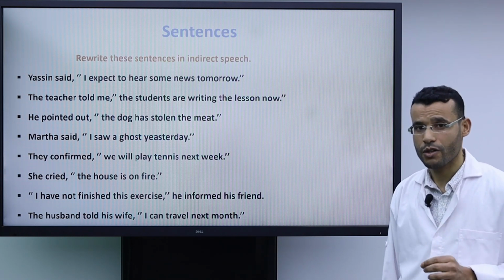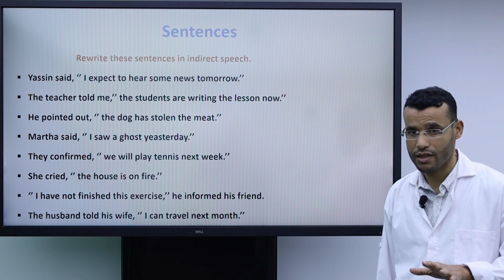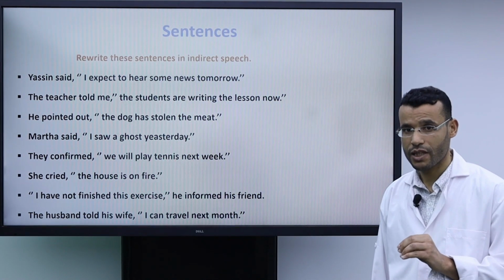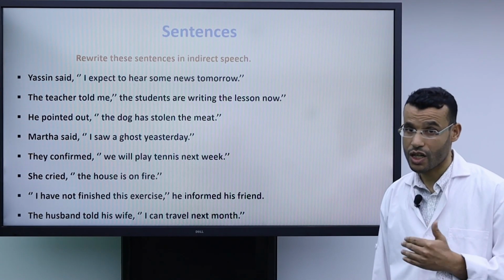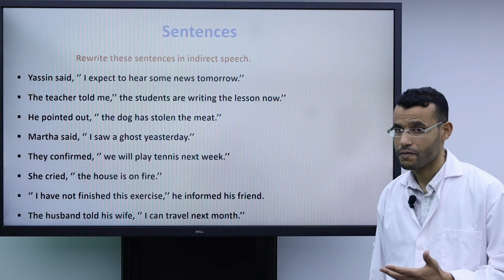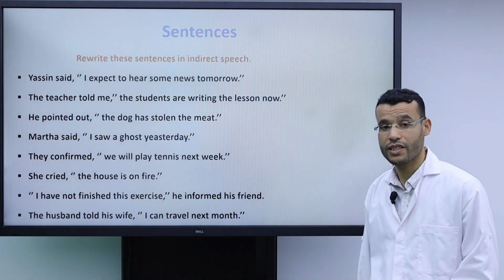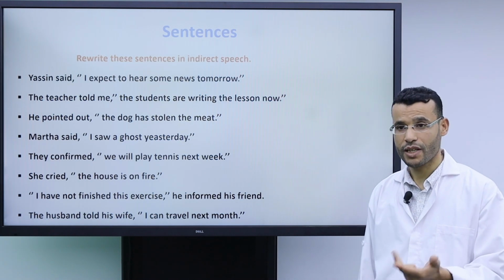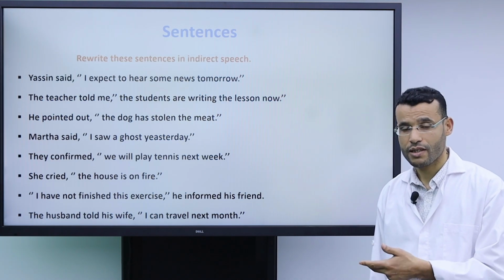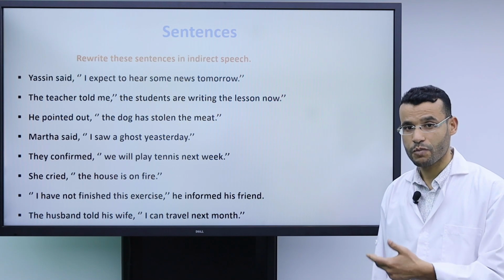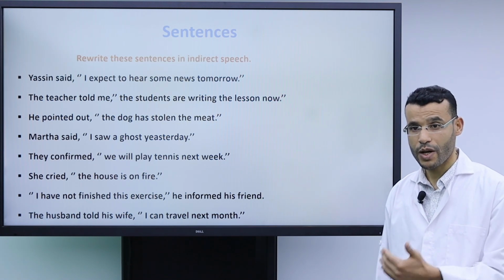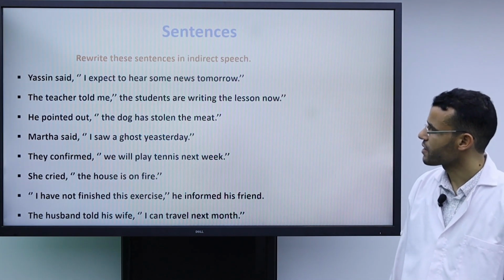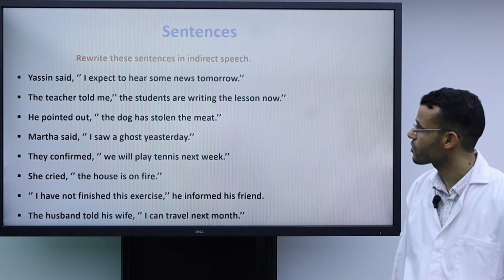If you find these verbs in the simple present, then there is no change in the verb tense. But if you find that the verb is in the past, you are asked to change the verb tenses. And when we talk about the changes of the tense, if you have present, it should be shifted to simple past. Present continuous becomes past continuous, present perfect becomes past perfect, etc. Okay? So the first sentence, Yassine said, "I expect to hear some news tomorrow."